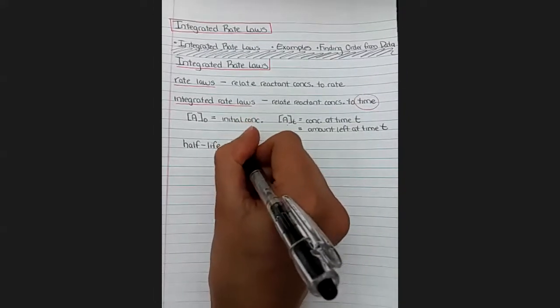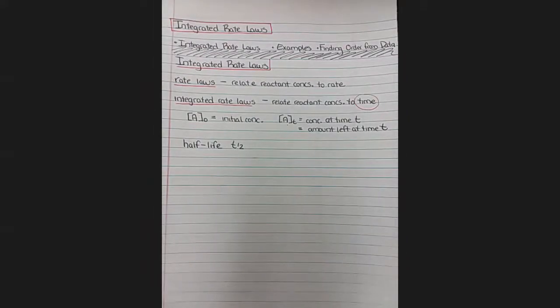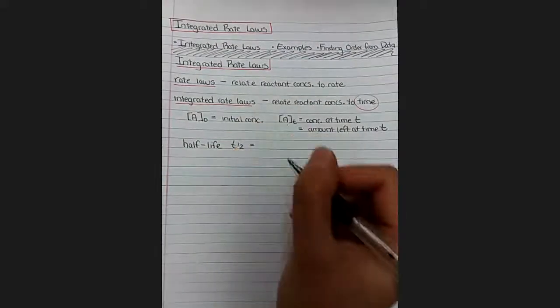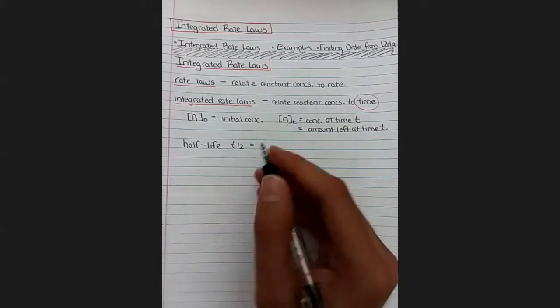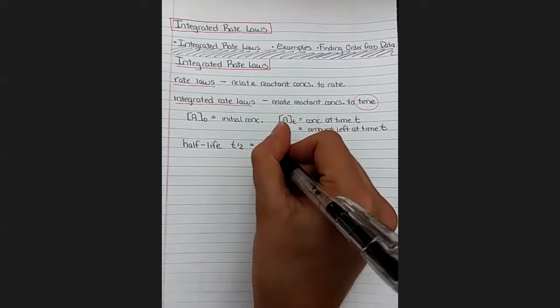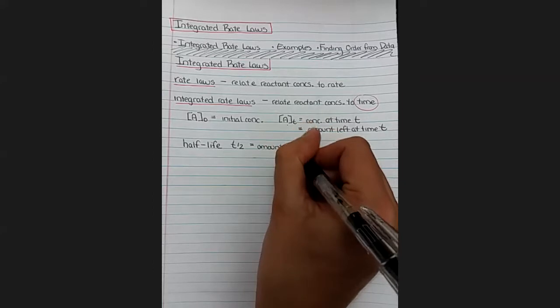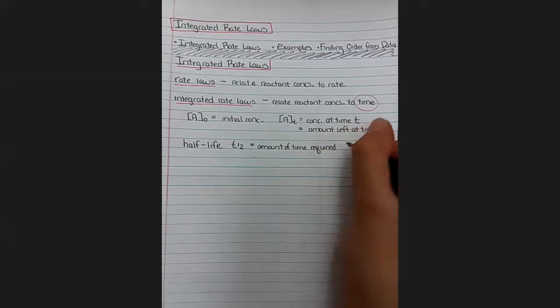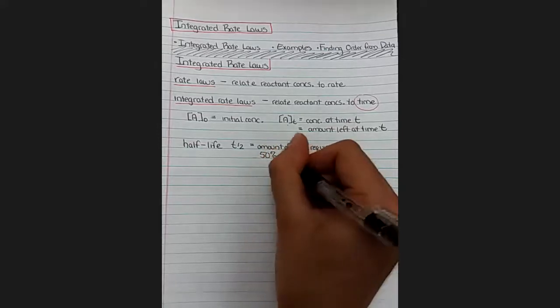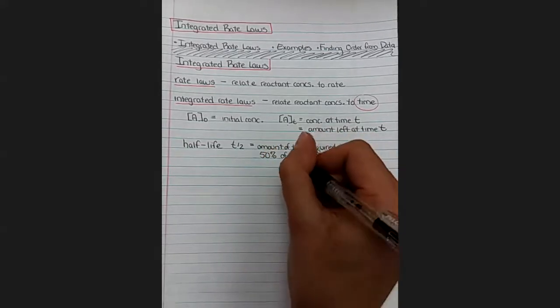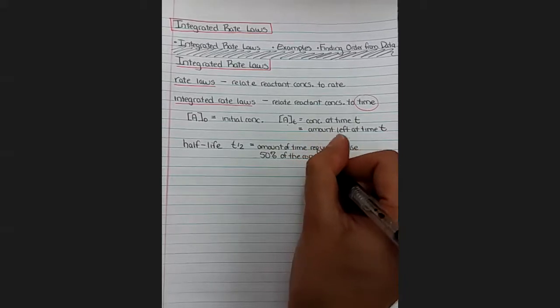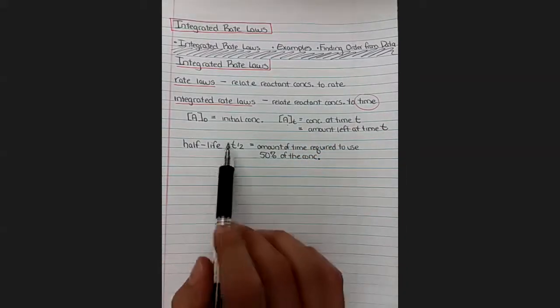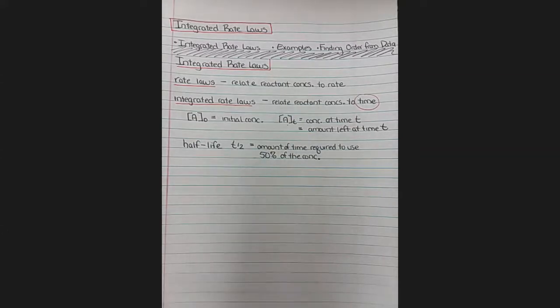You may have heard this in reference to radioactive materials, because radioactive materials can be measured using kinetics. So the half-life, T1/2, is the amount of time required to use up 50% of the concentration. So the half-life is going to depend on the order of the reaction, so we'll talk about that as we talk about the rate law along our way.